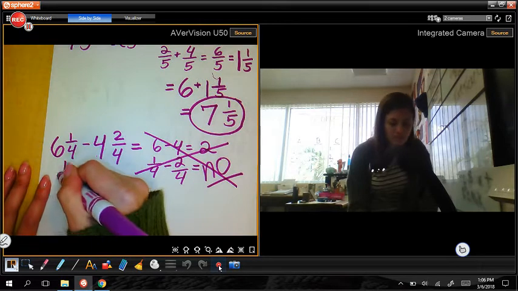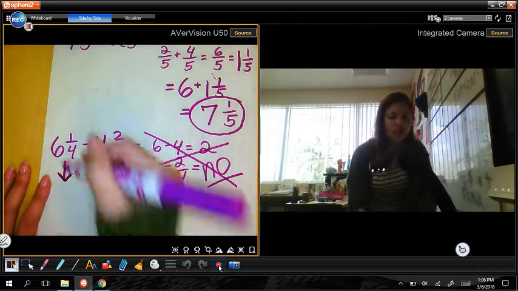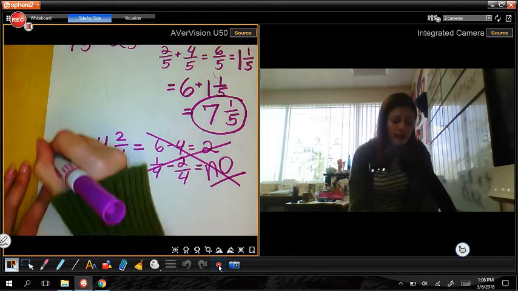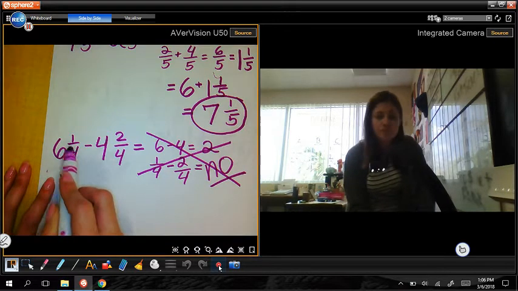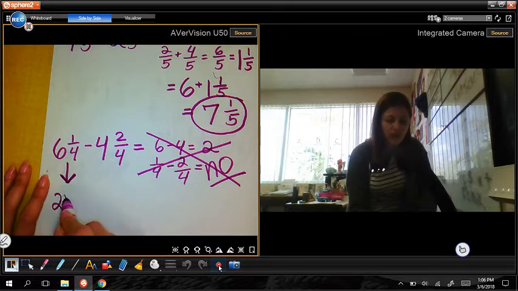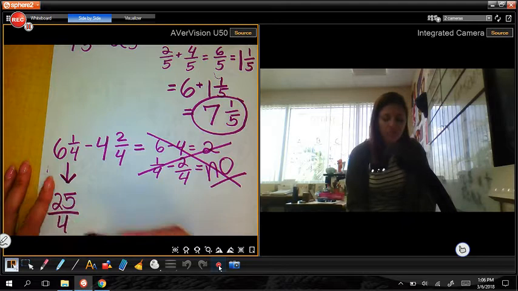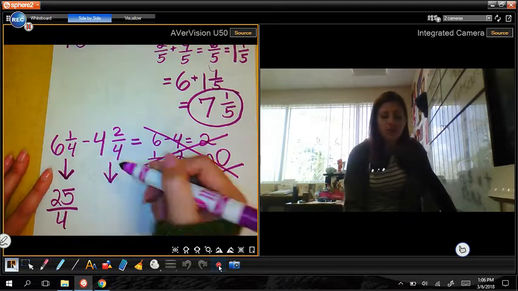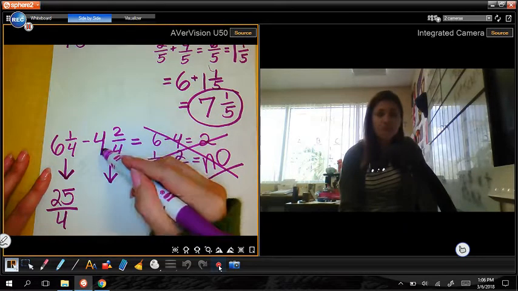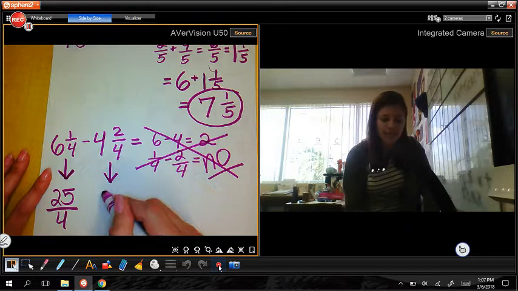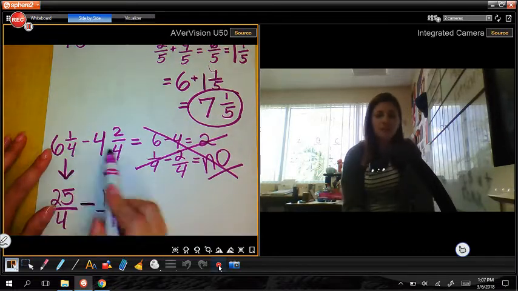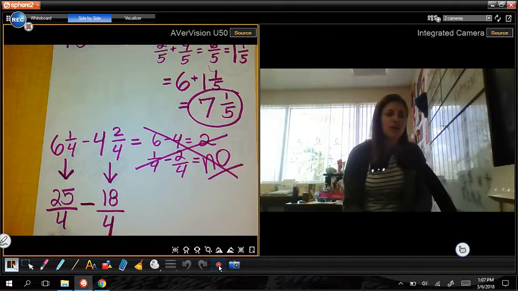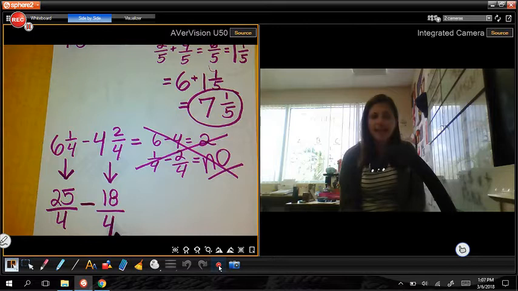So I'm going to turn this number, 6 and 1/4, into an improper fraction using around the world. So I'm going to first multiply. 6 times 4 is 24, plus 1 is 25, and I keep my denominator of 4. Then I'm going to do the same to my other fraction. And I'm going to do around the world. 4 times 4 is 16, plus 2 more is 18. All over the same denominator. I keep my subtraction sign. So now, instead of trying to subtract these difficult mixed numbers, I can subtract 25 over 4 minus 18 over 4. It's a little easier.